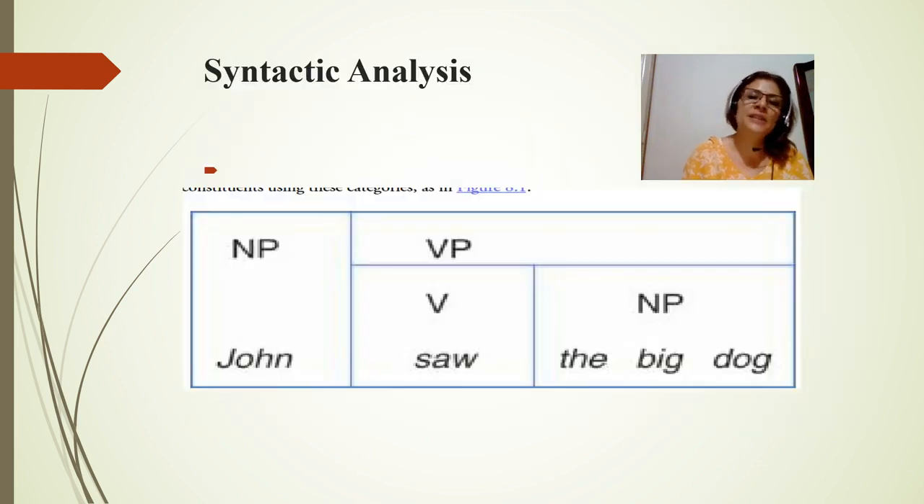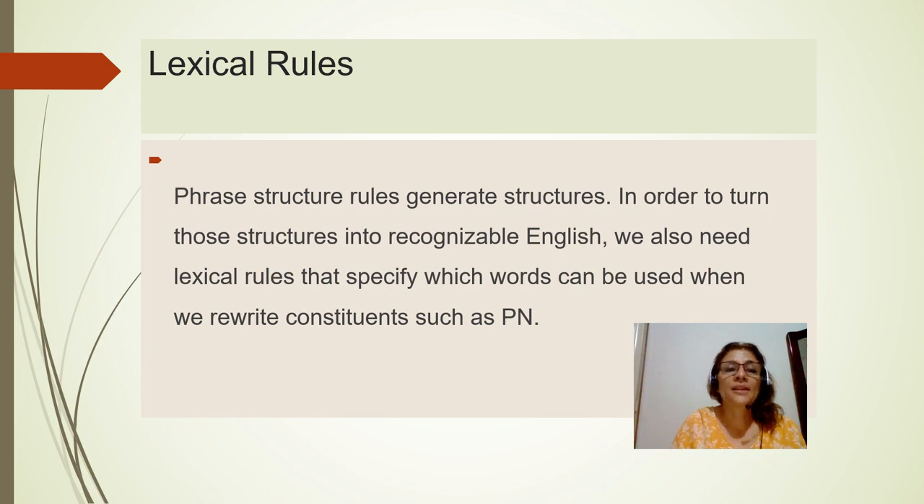Then we have syntactic analysis. We use some conventional abbreviations for this part of the speech. Example, we have noun phrase, verb phrase, and noun phrase at the end. We have John saw the big dog, okay? And lexical rules, phrase structure rules, generated structures.